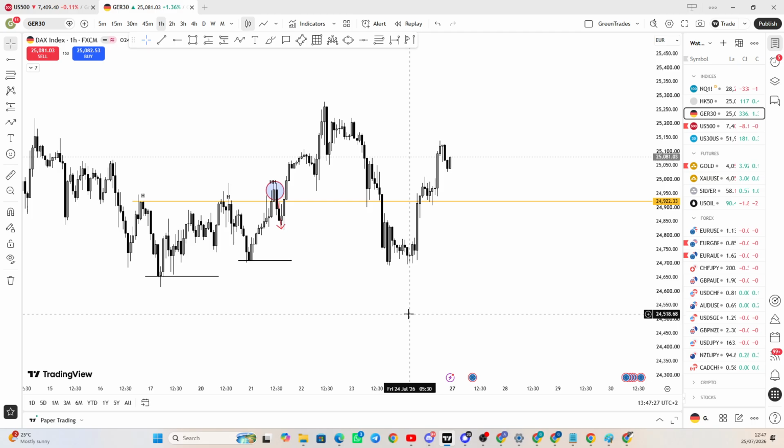Because we don't trade indications, we don't trade corrections, we only trade continuations. So how would you know that the correction has ended? Because without the correction ending, you wouldn't know if the market wants to continue or go back and break this low. You wouldn't know that, right?